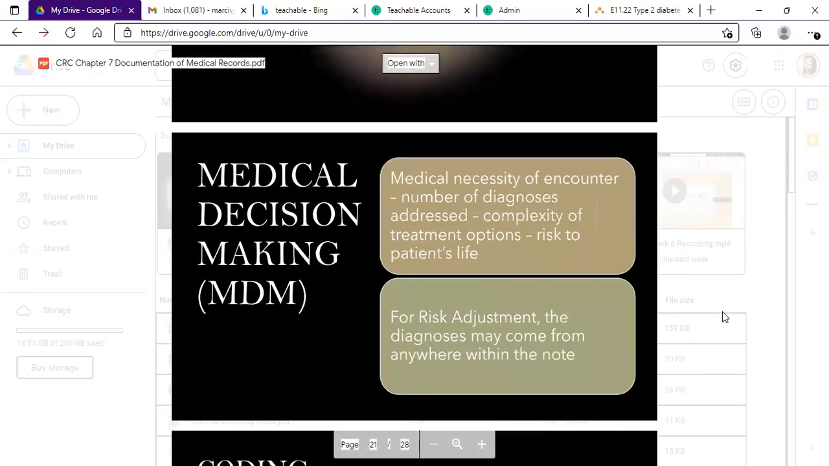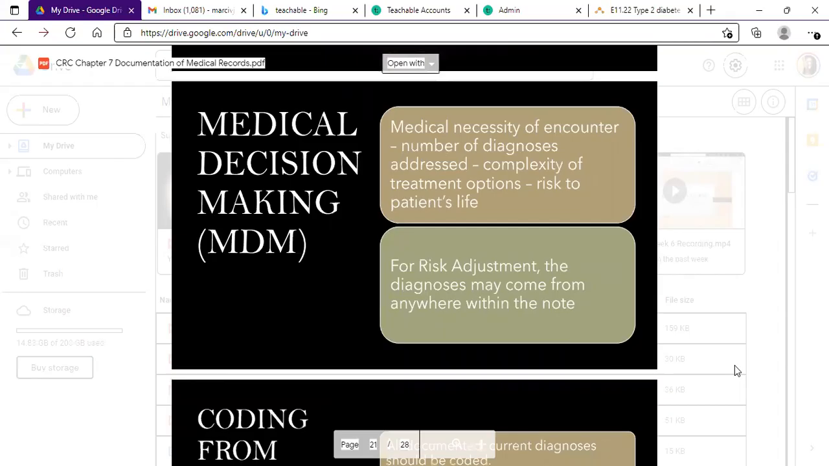MDM, medical decision making. So medical necessity of encounter, number of diagnoses addressed, complexity of the treatment options, risk to patient's life. For risk adjustment, the diagnosis may come from anywhere within the note. It might come from the HPI, it might come from the ROS, it might come from the assessment and plan. Diagnosis might come from anywhere in the note. So your MDM, like we talked about, medical necessity of encounter, number of diagnoses addressed, what they addressed at the visit, how many did they address, how complex were the issues.